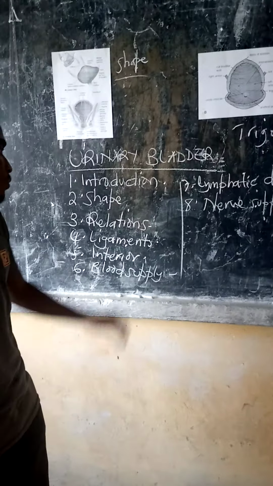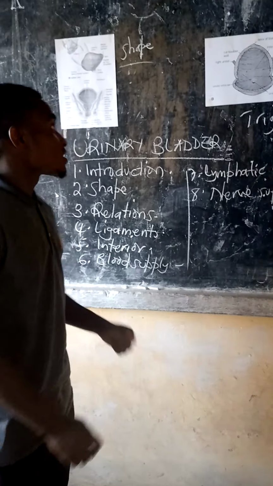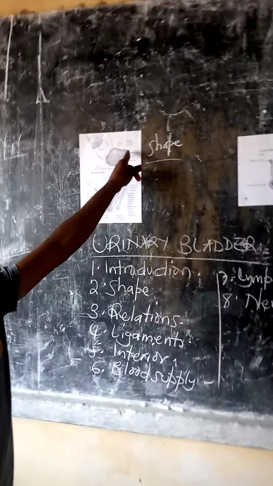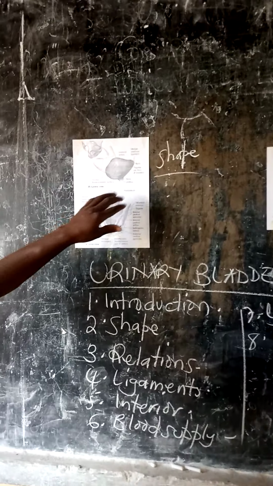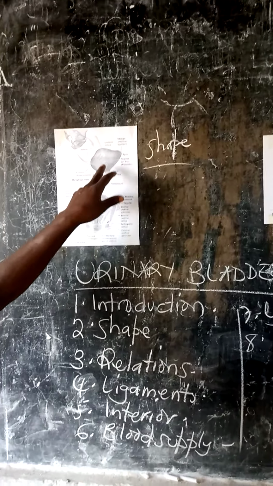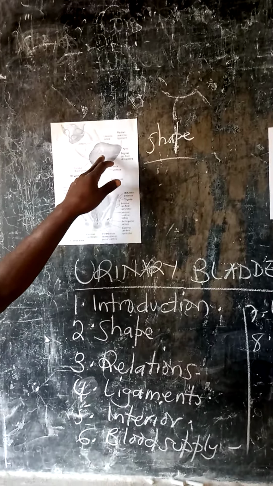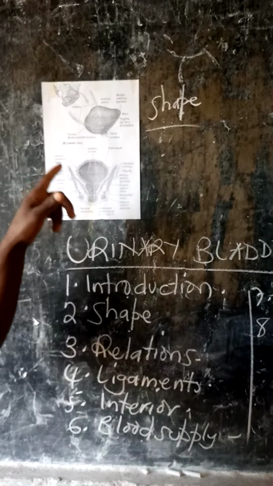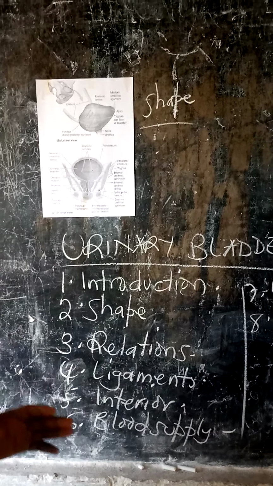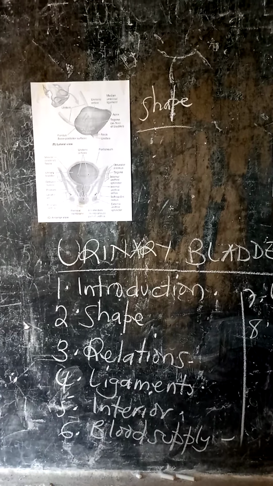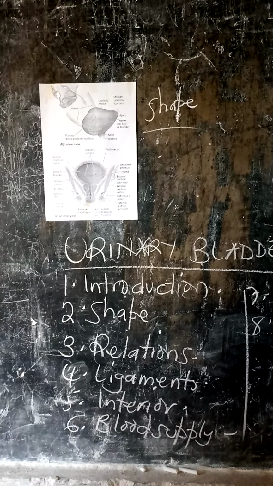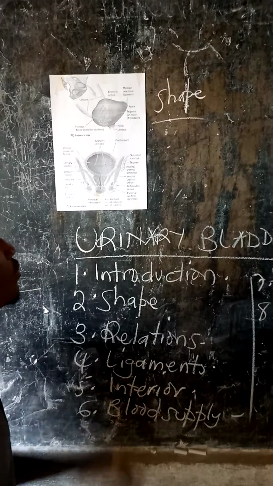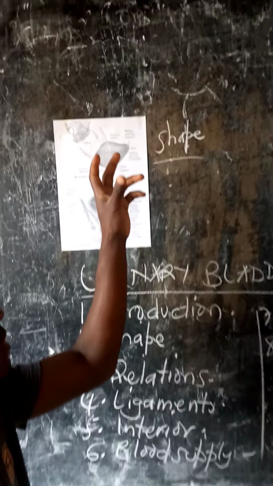So this time we come to shape. About the shape of the bladder, you can refer to the diagram you see here. This is for an empty bladder, the lateral view. Now we can start with the empty bladder. An empty bladder is a four-sided pyramid. As you can see the shape, this is more of a pyramid.